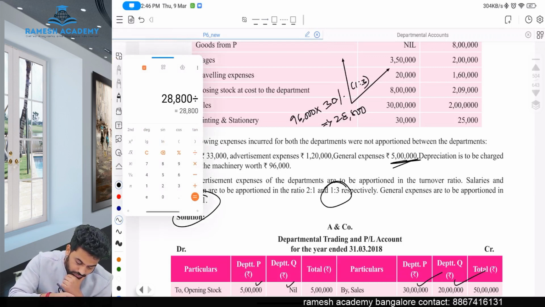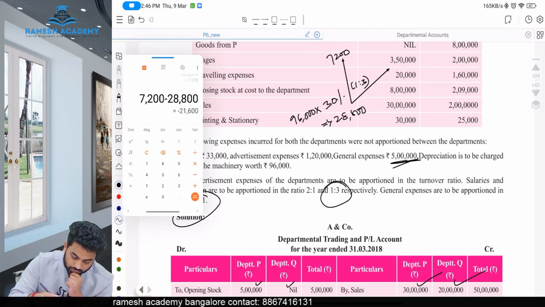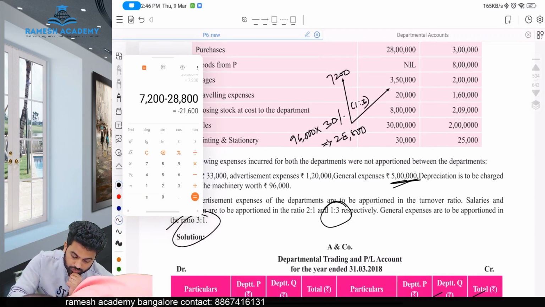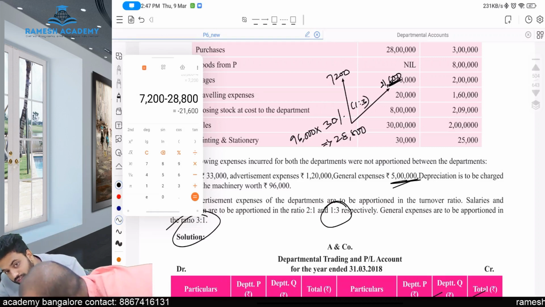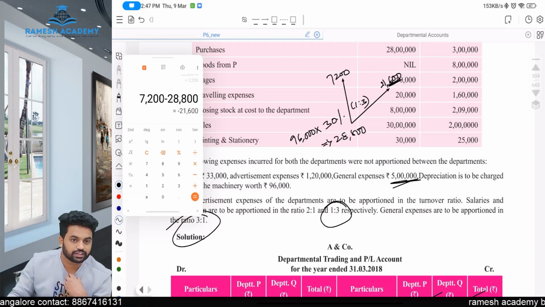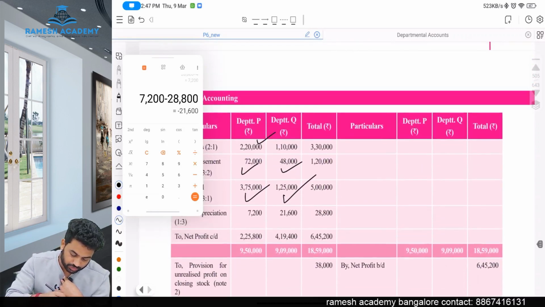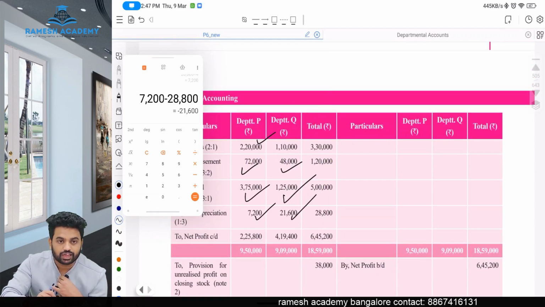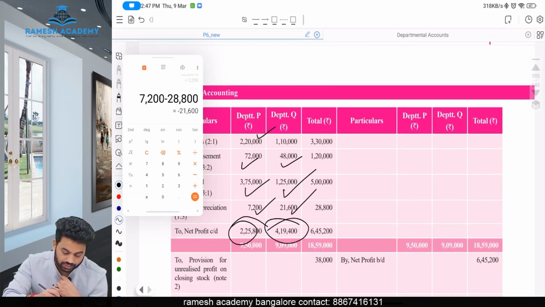28,800 divided by 4, 7,200 and 21,600 depreciation. With the help of this we can find out the net profit, that is 2,28,800 and 4,19,400.